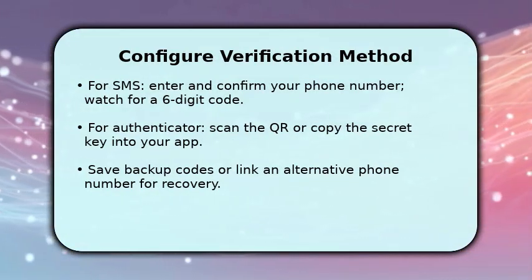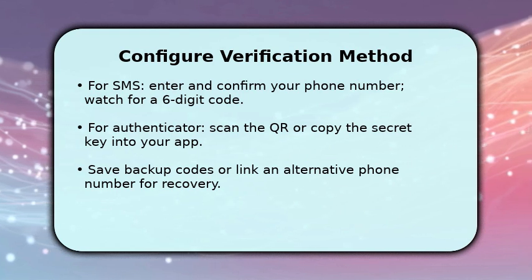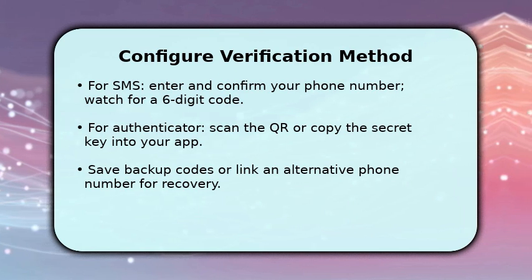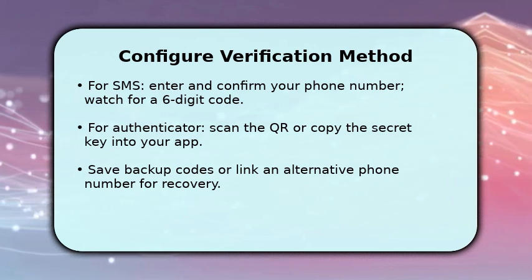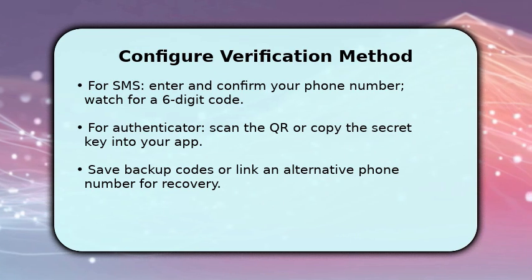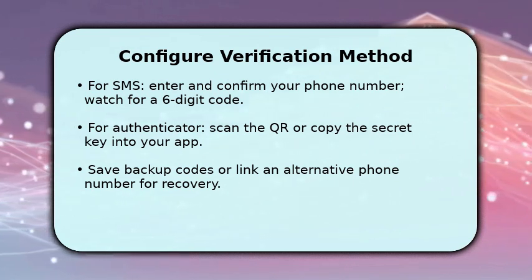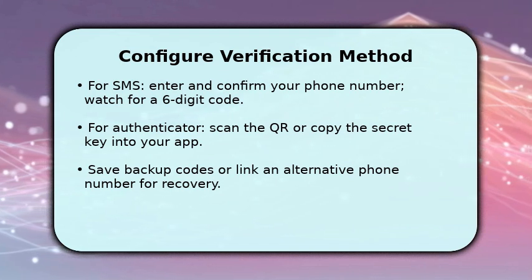If you picked SMS, enter and verify your phone number, then type the 6-digit code Snapchat sends. This ties your device to your account. If you chose an authenticator app, open it, scan the provided QR code, or paste the secret key, then input the generated code to confirm.